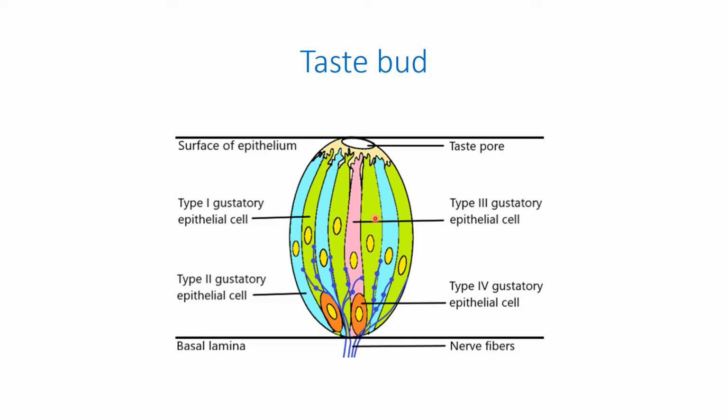Type 2 cells and type 3 cells serve as the transducers for different taste qualities. Type 4 cells are small oval cells that lie on the basal lamina. They function as stem cells responsible for the renewal of the other 3 cell types, with a life cycle of about 10 days.